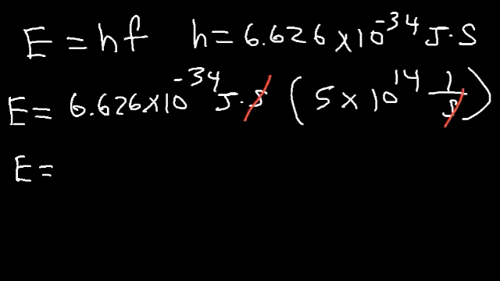So if we multiply those two numbers, this is going to give us an energy value of 3.313 times 10 to the negative 19 joules.